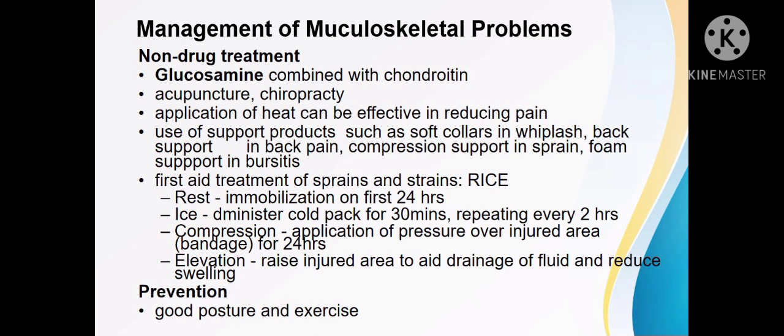Aside from drug therapy, other non-drug treatments may be used, such as glucosamine, which is combined with chondroitin. Complementary practices such as acupuncture and chiropractic. Application of heat can be effective in reducing pain. Also, the use of support products such as soft collars in whiplash, back support in back pain, compression support in sprain and foam support in bursitis may also be used.